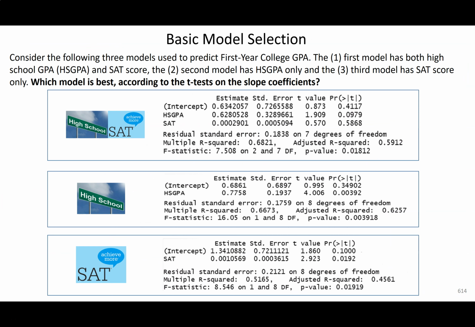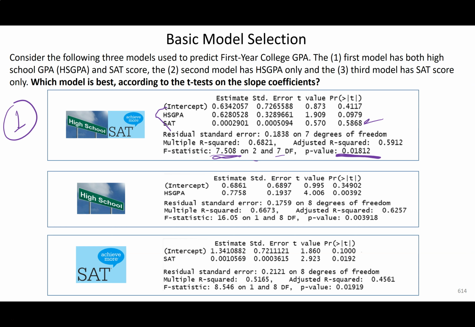So now we're going to look at basic model selection. Specifically, we're going to look at, I think, backwards model selection. So this is my first model. You can see here, it includes high school GPA and SAT. And when you look here, your F statistic, it's 7.508 on 2 and 7 degrees of freedom. Your p-value is pretty strong. It's saying, hey, at least one of them's useful. But when you look at them individually, you don't see that at least one of them's useful.